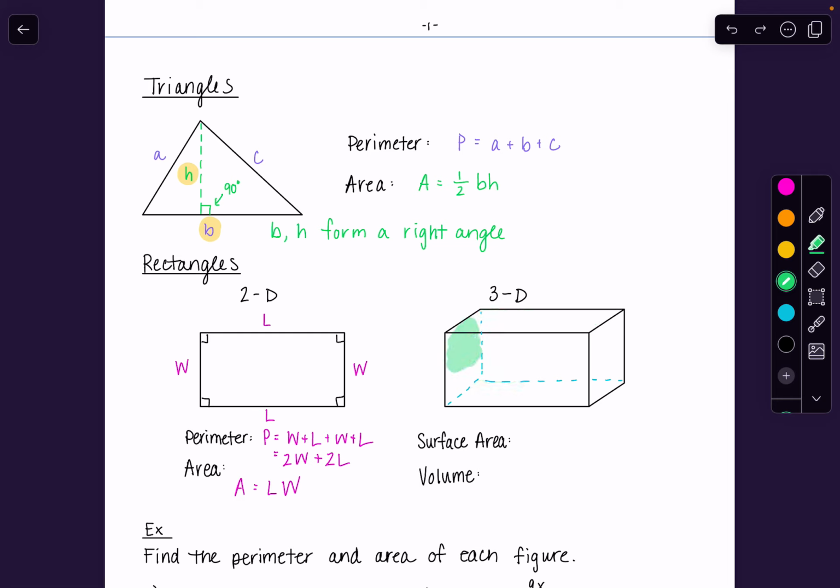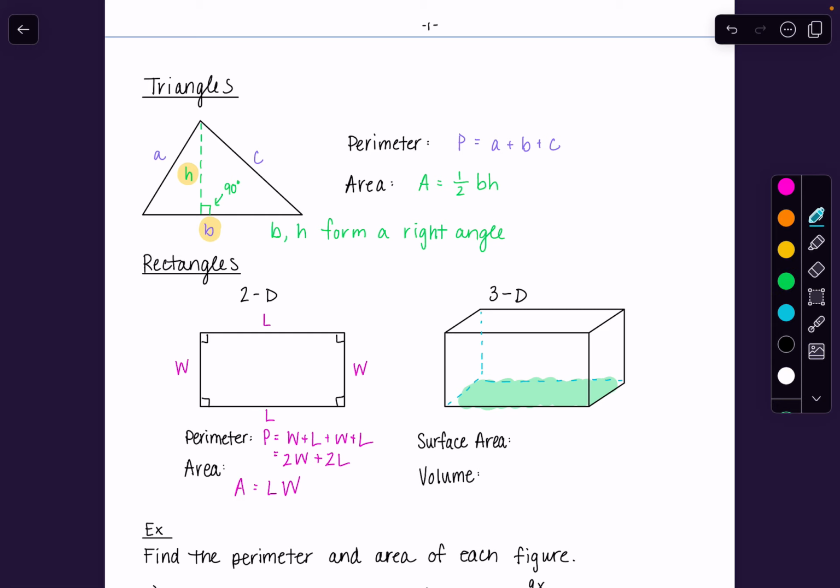Then we have the left side and the right side have exactly the same area. And then the front and the back are also identical to each other. Okay. So typically when you have a 3D version, the bottom of your shape is one that's known. So in this case, the bottom is a rectangle.